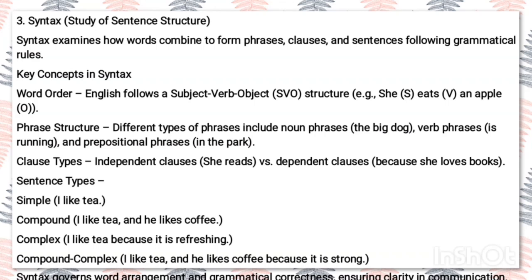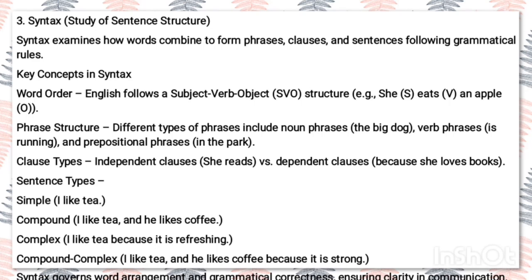Next one is sentence types. First one is simple. It contains one independent clause. For example, I like tea. Next one is compound. It contains two independent clauses joined by a conjunction. For example, I like tea and he likes coffee. Next one is complex sentence. It contains one independent clause and one or more dependent clauses. For example, I like tea because it is refreshing.